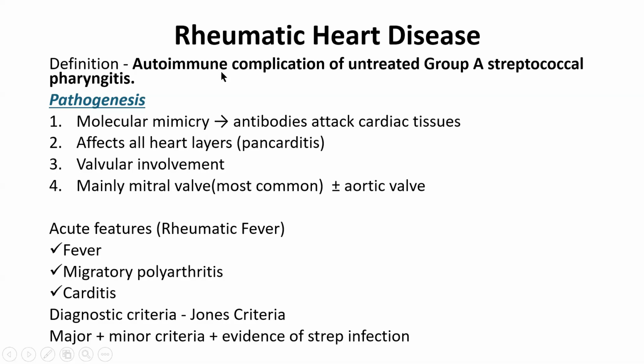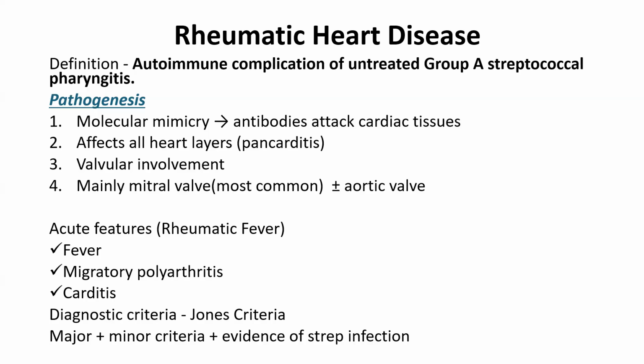Autoimmune means a disease where you produce antibodies. Antibodies are the protective soldiers of the body. These protective soldiers should attack the pathogen, which is the virus or the bacteria or something like that, but instead they affect the body. That's the reason it's autoimmune. I have my own antibodies affecting my own tissues, and that is dangerous because you expect these antibodies to fight other things, but now they're affecting your own tissues. So by definition, it is an autoimmune complication of untreated group A streptococcal pharyngitis, commonly known as sore throat.